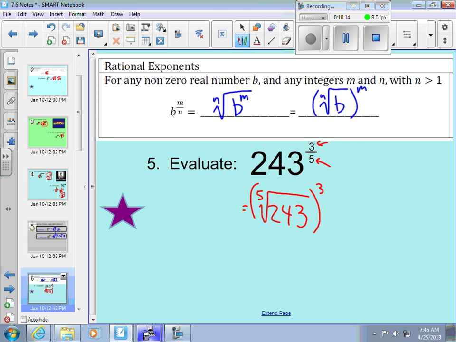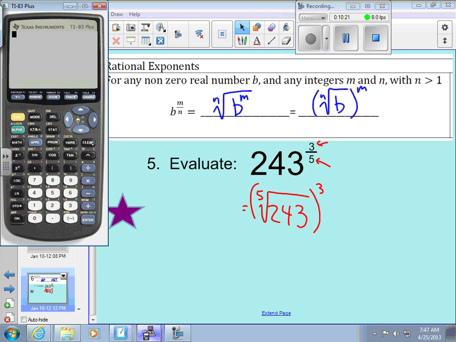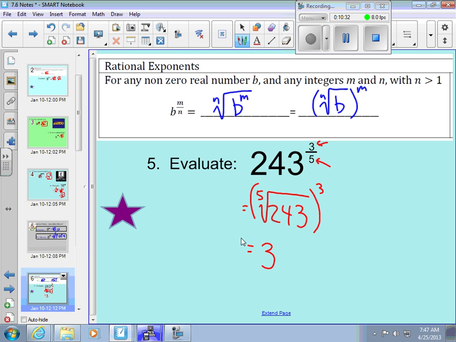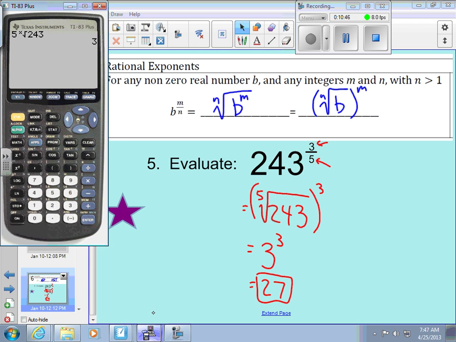Well, let's go on our calculator. What's the fifth root of 243? If we do the fifth root of 243, we see that it's 3. So this would be the same as 3 to the third power. And if we do 3 to the third power, 3 times 3 times 3, that equals 27. So 243 to the 3/5 power is 27. And again, with these, you can always just go right to the answer. If you do 243 exponent 3/5 power, it should tell us that it's 27. So there's ways of changing it to radical, or you can just evaluate it with a fractional exponent.